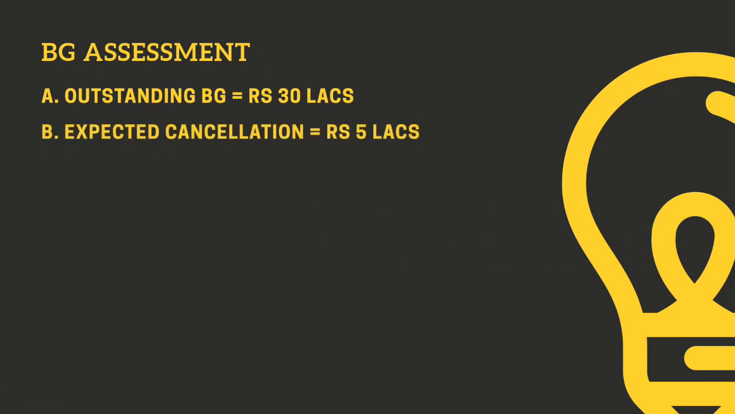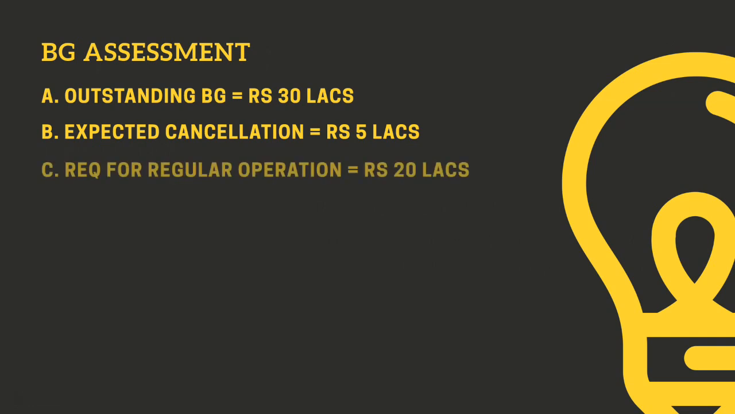Bank guarantee assessment mainly revolves around figuring out the outstanding BGs as on date of assessment. Let's say it's around 30 lakhs. Expected cancellation or maturity in the next 1 year of the limit validity. Let's say it's around 5 lakhs. Requirement for regular operations. Let's say it's around 20 lakhs.